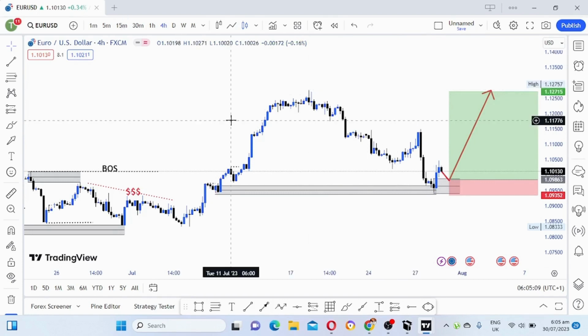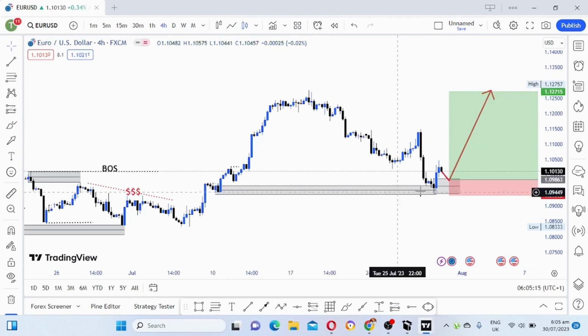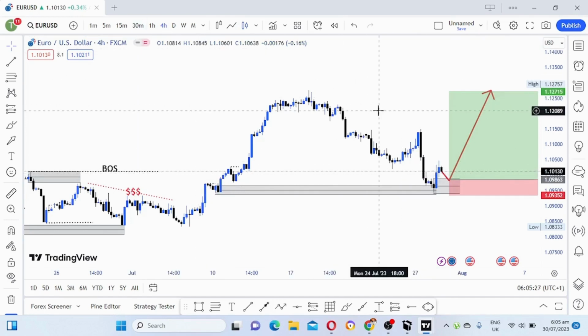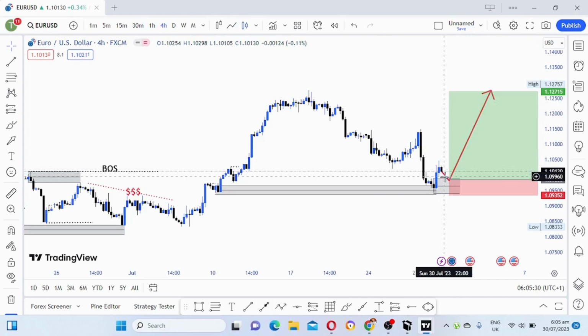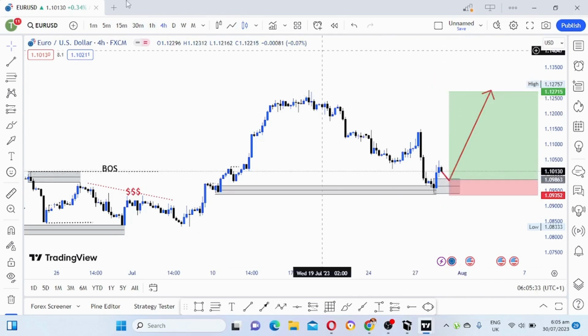So that's my view on Euro USD, guys. I don't have too much. The market is quite clear. Price is coming from this demand zone. We have a shift, a change of character here on the lower time frames, if you go on H1 or M30 or M15. So I'm just waiting for price to come back to this demand zone and then I buy on Monday or on Tuesday. So that's my view on Euro USD.